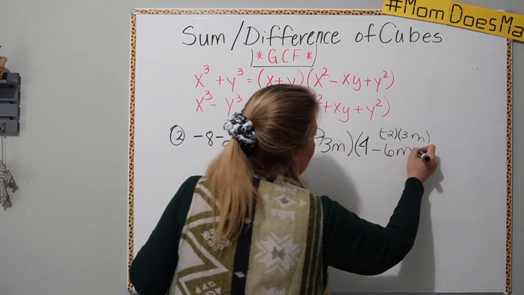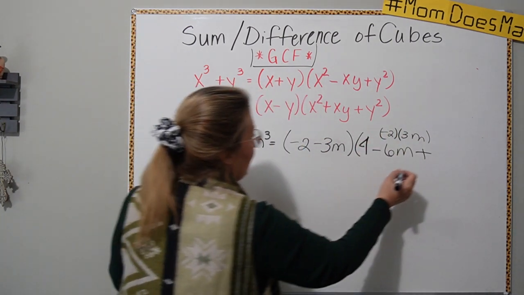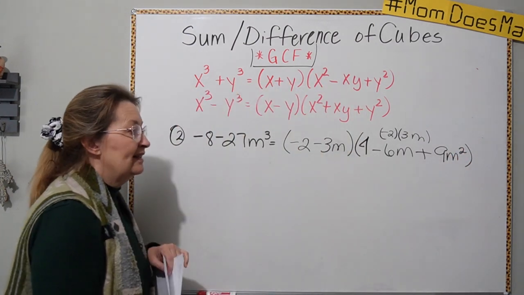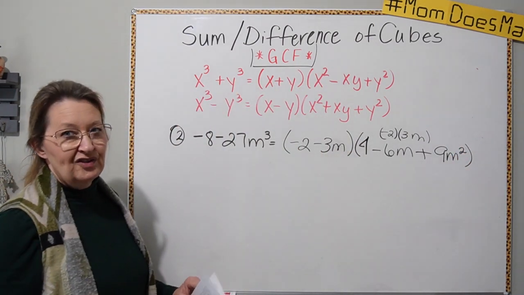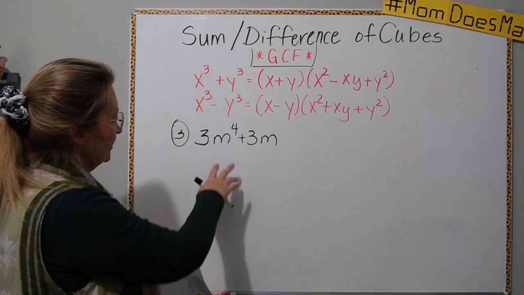All right, now we're still going to continue with this sign. And my y squared is 9m squared. Like I said, that one is tricky because of the signs. You don't see a lot of those. So let's move on to number 3. Okay, let's look at number 3.